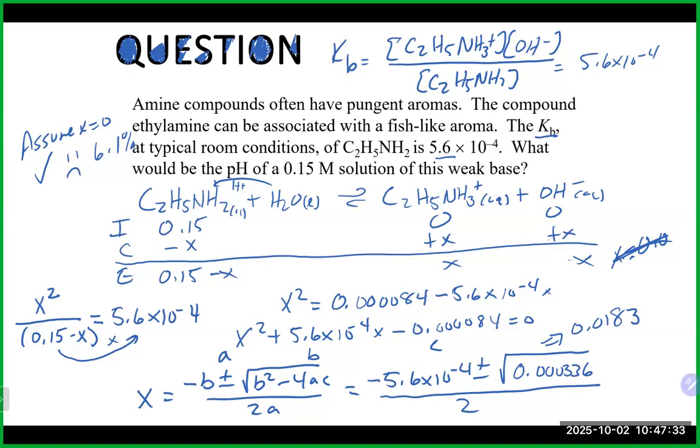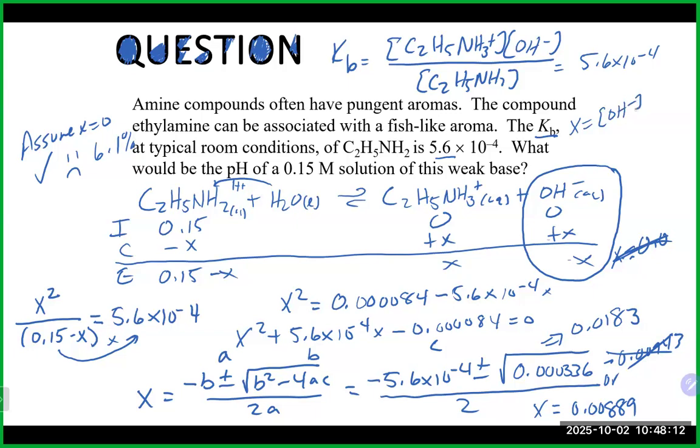Going to get us an x value here of 0.00889, we'll call it. And if we do our negative, that's probably not going to be so good for us, I don't think, but we'll subtract 0.0183. I'm seeing a negative number there, and we'll get a negative 0.00943. Clearly, we could rule out the negative. We do want to remember, though, that X here is, again, not the H plus concentration, but it is the hydroxide concentration from our table. So this X value is equal to the hydroxide concentration.